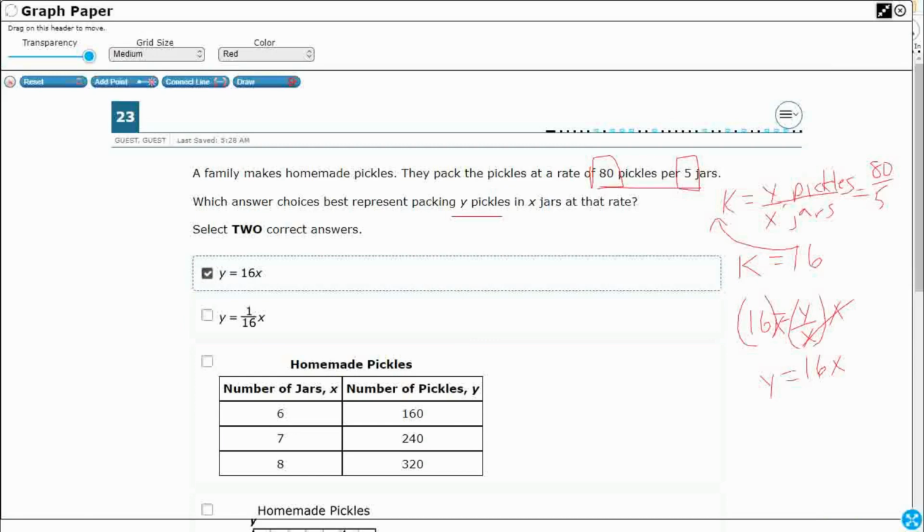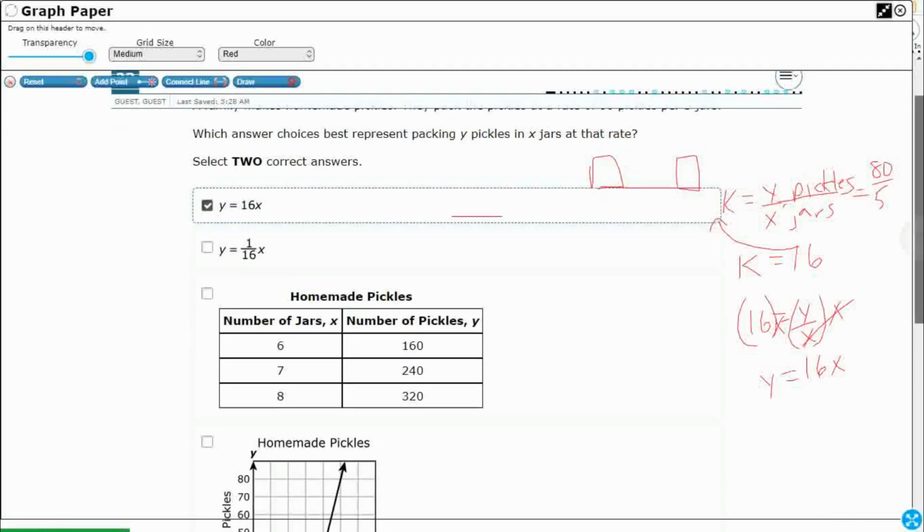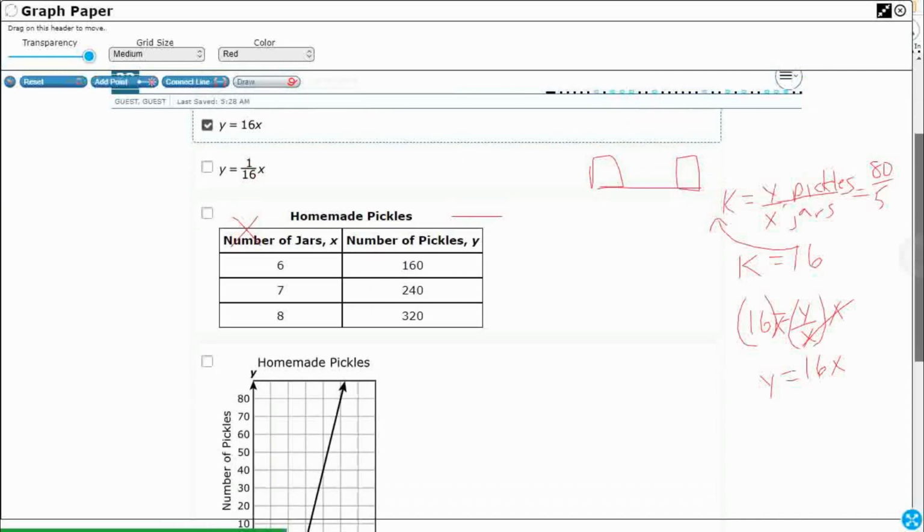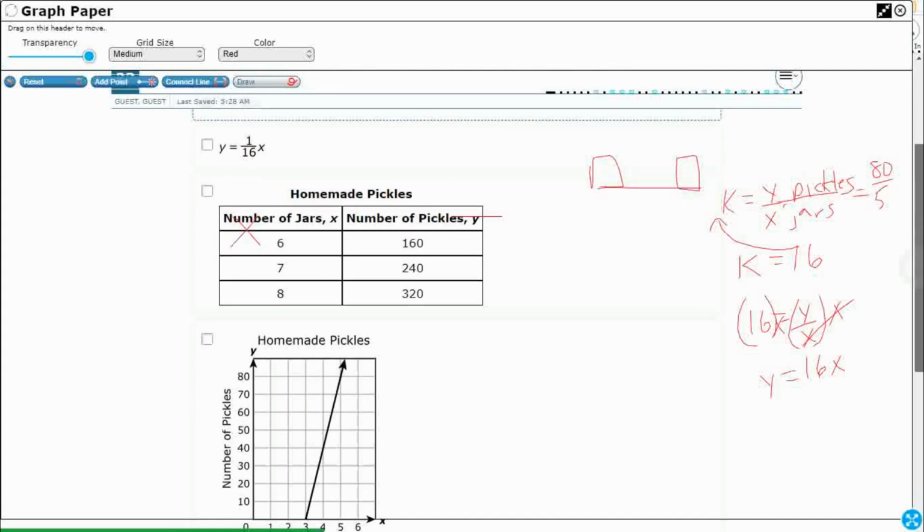Now we need to find our second one. Well, if y equals 16x, it's definitely not going to equal 1 over 16. Okay, so that's just, obviously the inverse or the reciprocal of 16, so we don't really need that. So it's a no on that one, but let's check out some of these other ones.